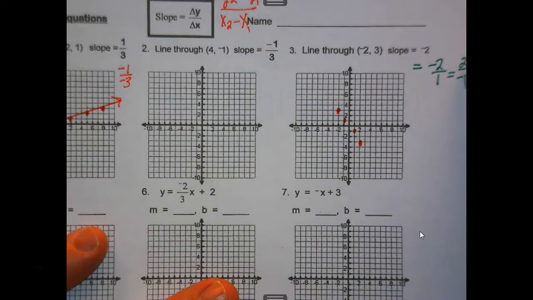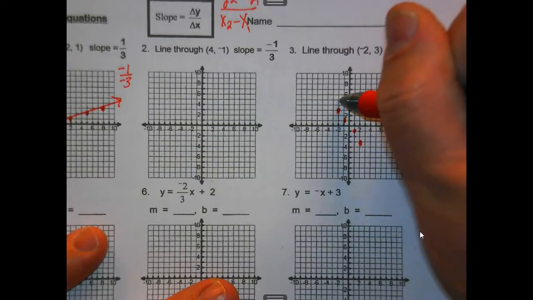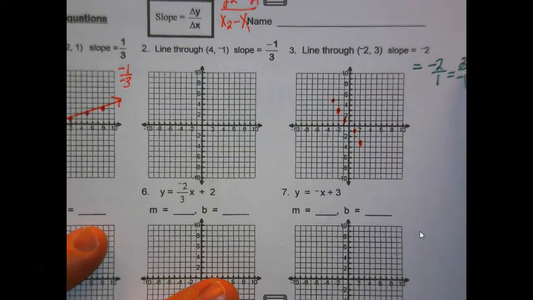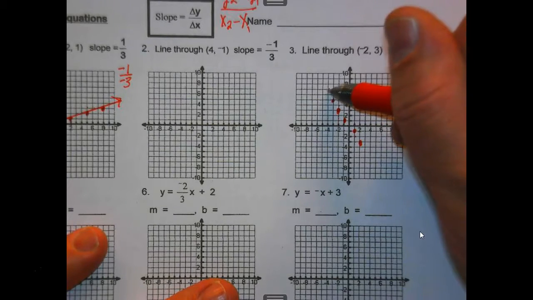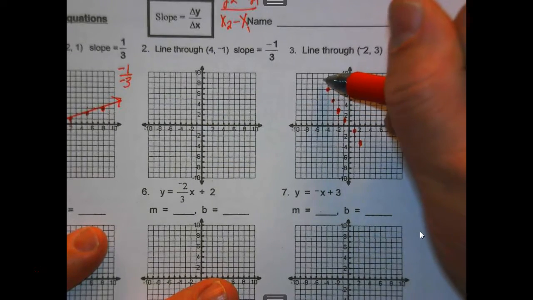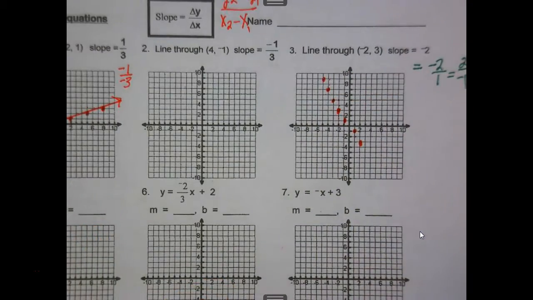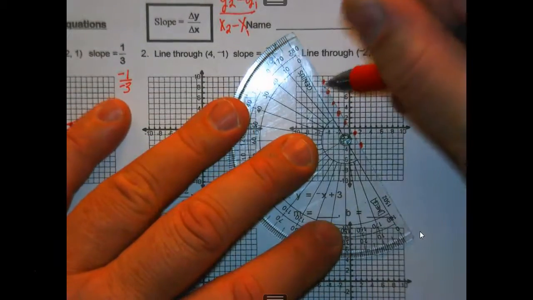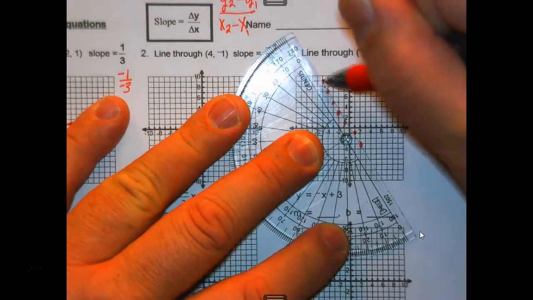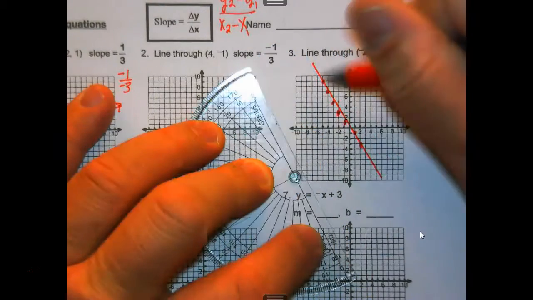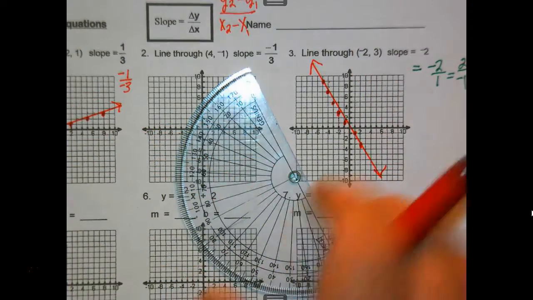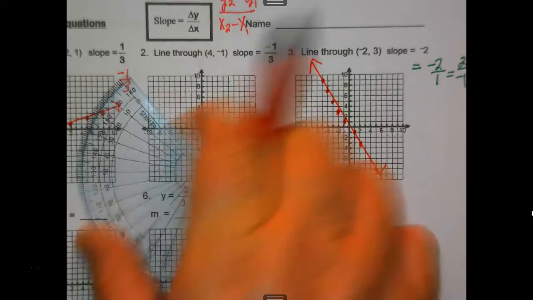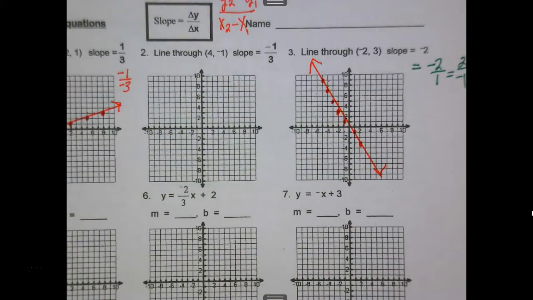I could also go up 2 to the left 1. Up 2 to the left 1. Draw a straight line. Put the 1 point in there and use your slope.